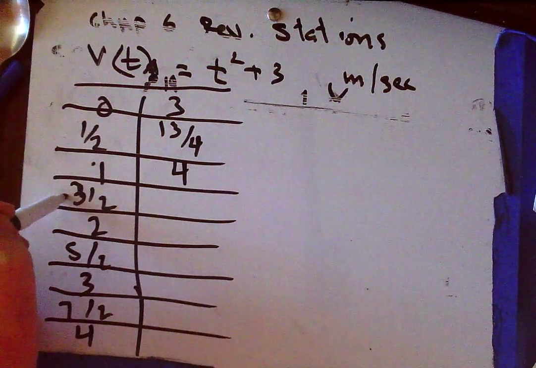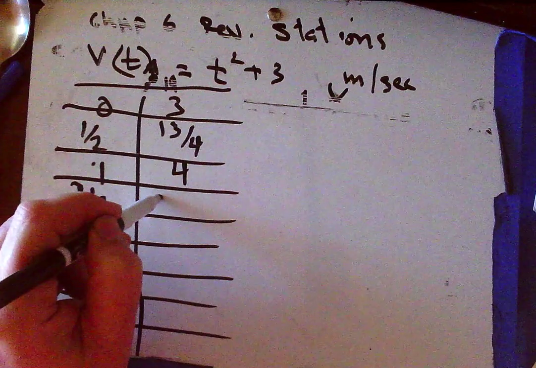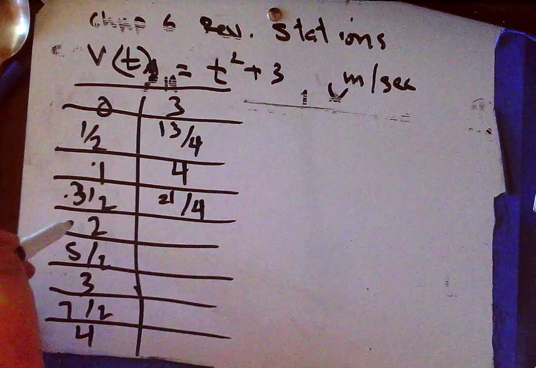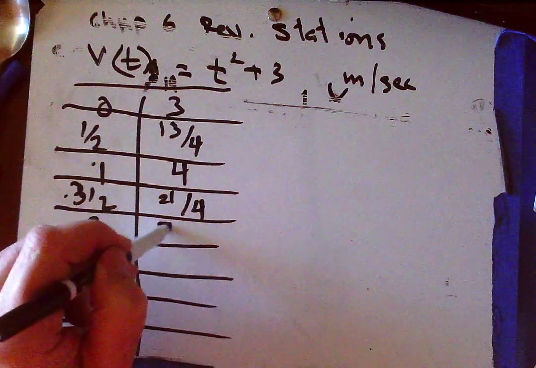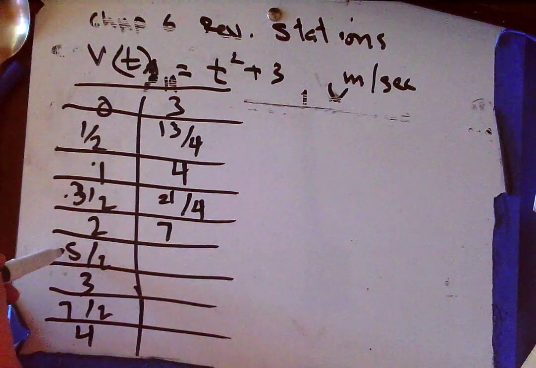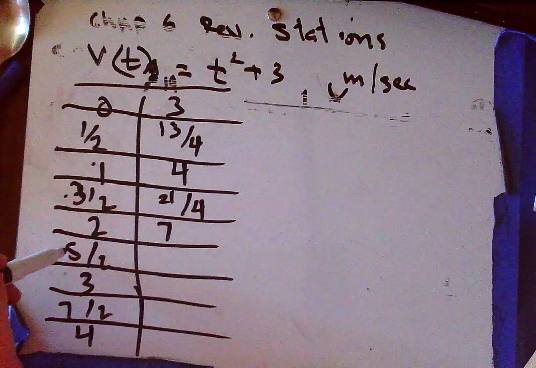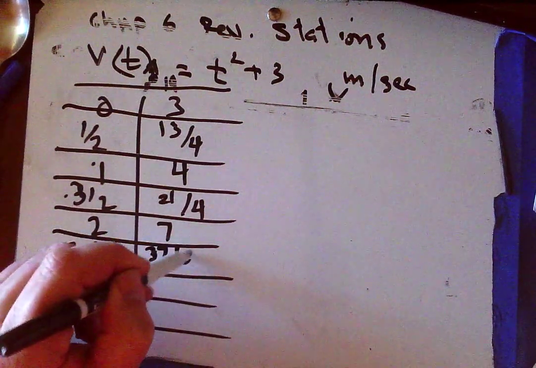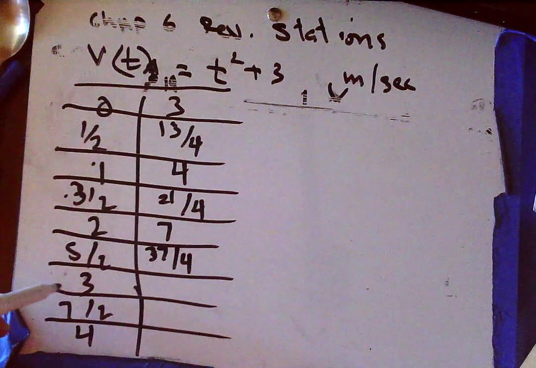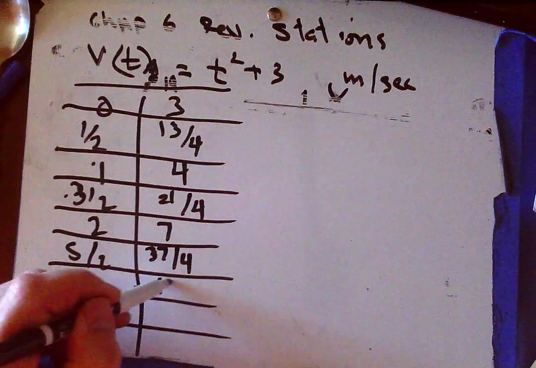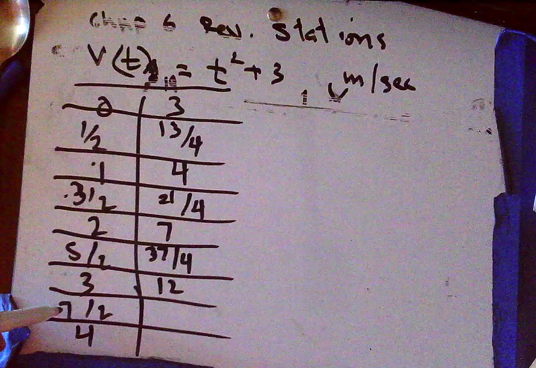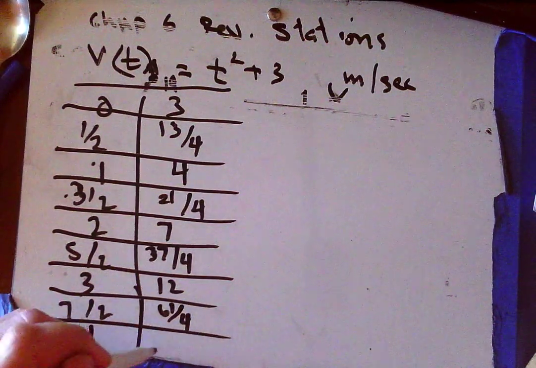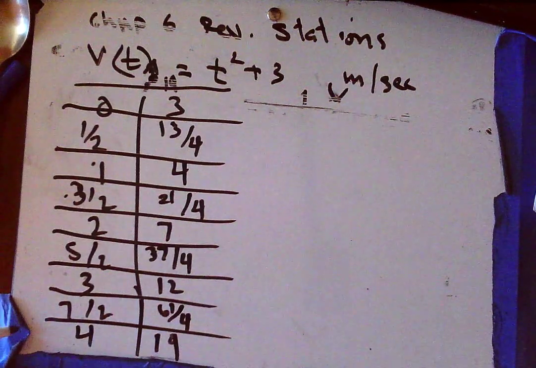If I plug in 3 halves, I get 21/4. If I plug in a 2, I get 7. If I plug in a 5 halves, I'm getting 37/4. If I plug in a 3, it's going to be 12. If I plug in a 7 halves, 61/4. And finally, if I plug in 4, I get 19.